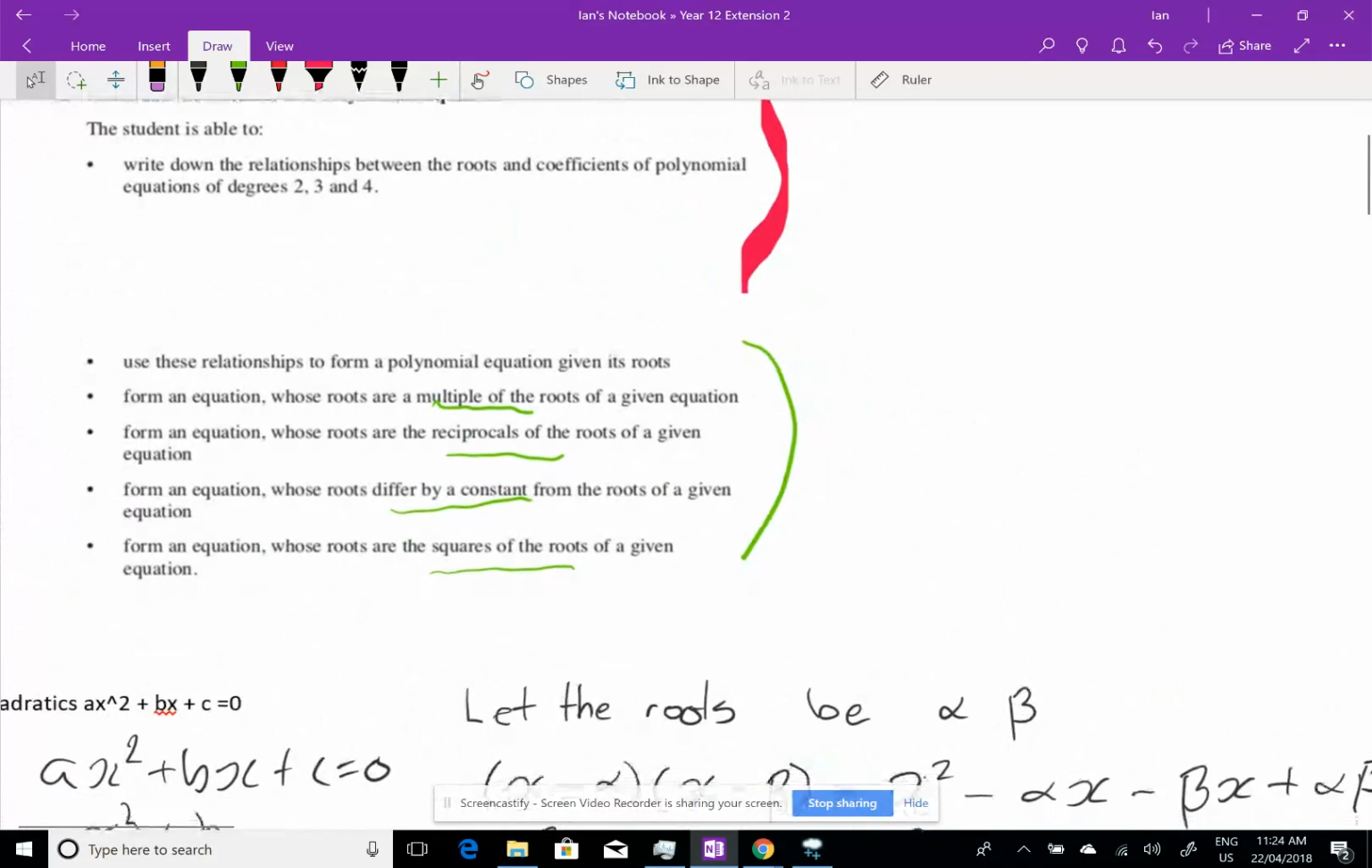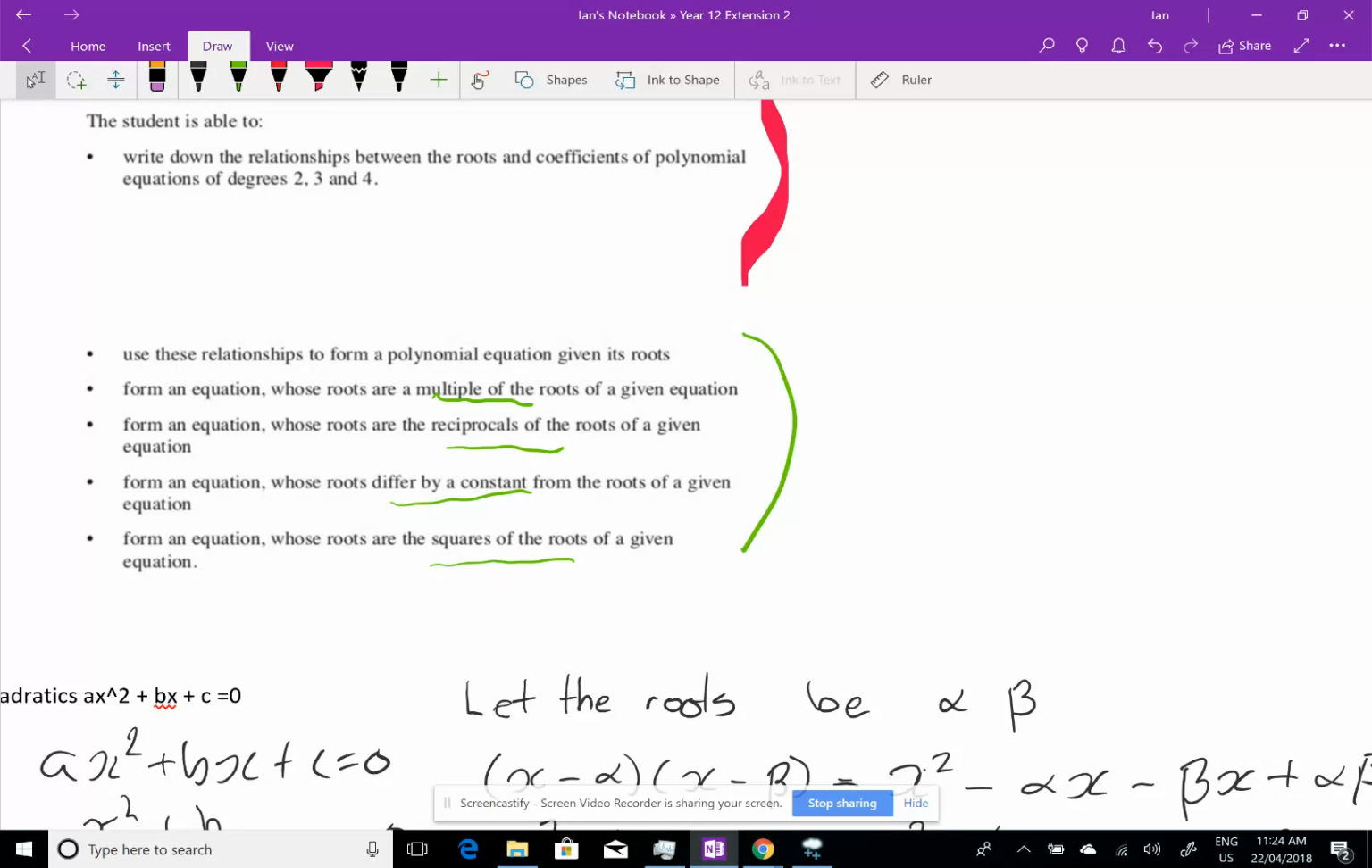Let's go back to the dot points. Relationships with roots and coefficients of degrees 2, 3, and 4. That's okay. That's pretty easy. Note there were some tricks in there, particularly when we had alpha to the 4, beta to the 4, gamma to the 4, or alpha cubed, beta cubed, gamma cubed, and working those out. Using relationships for transformation to write equations of new polynomials where you have multiple roots, reciprocal roots, they differ by a constant, you add or subtract a value, or the squares of the roots. That's the last thing we did.